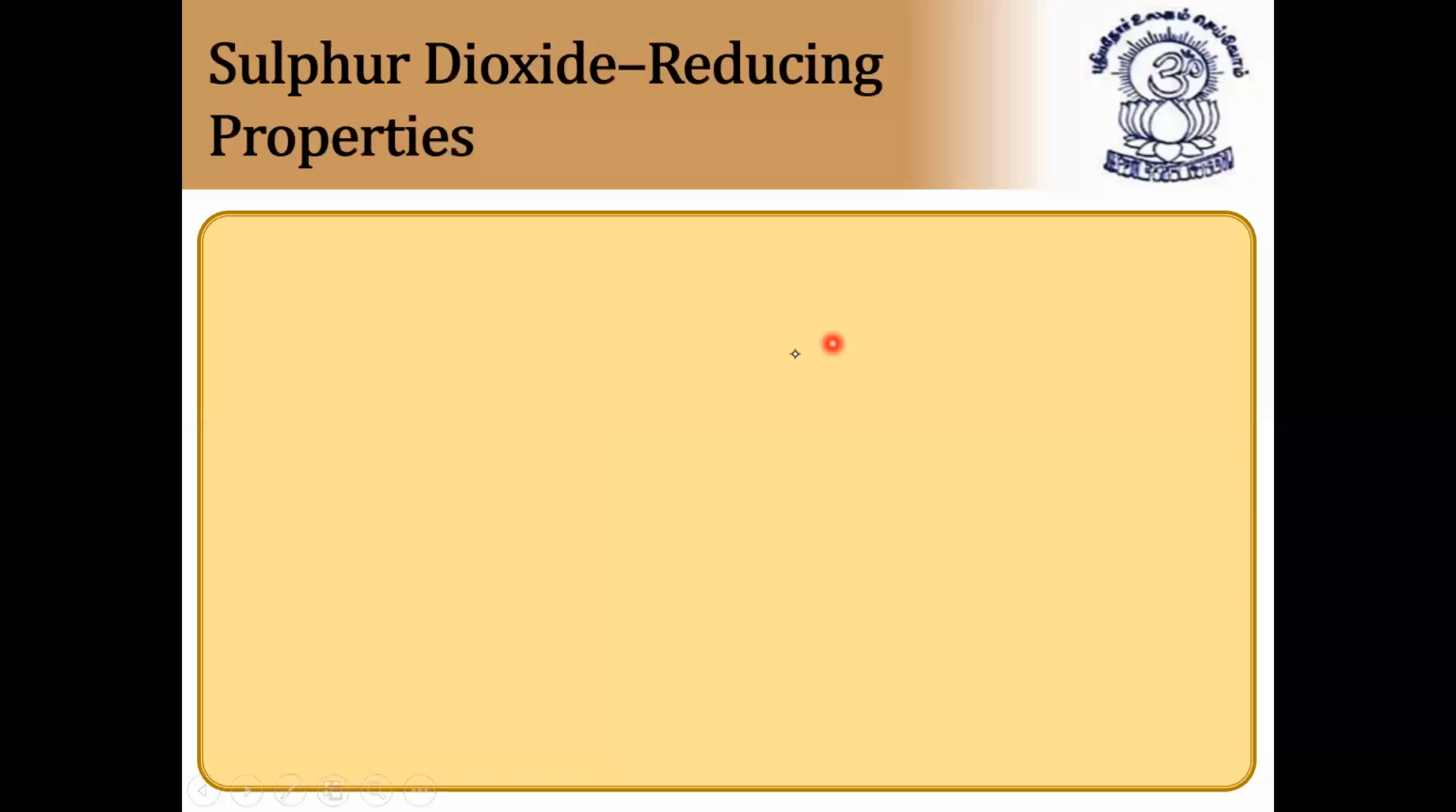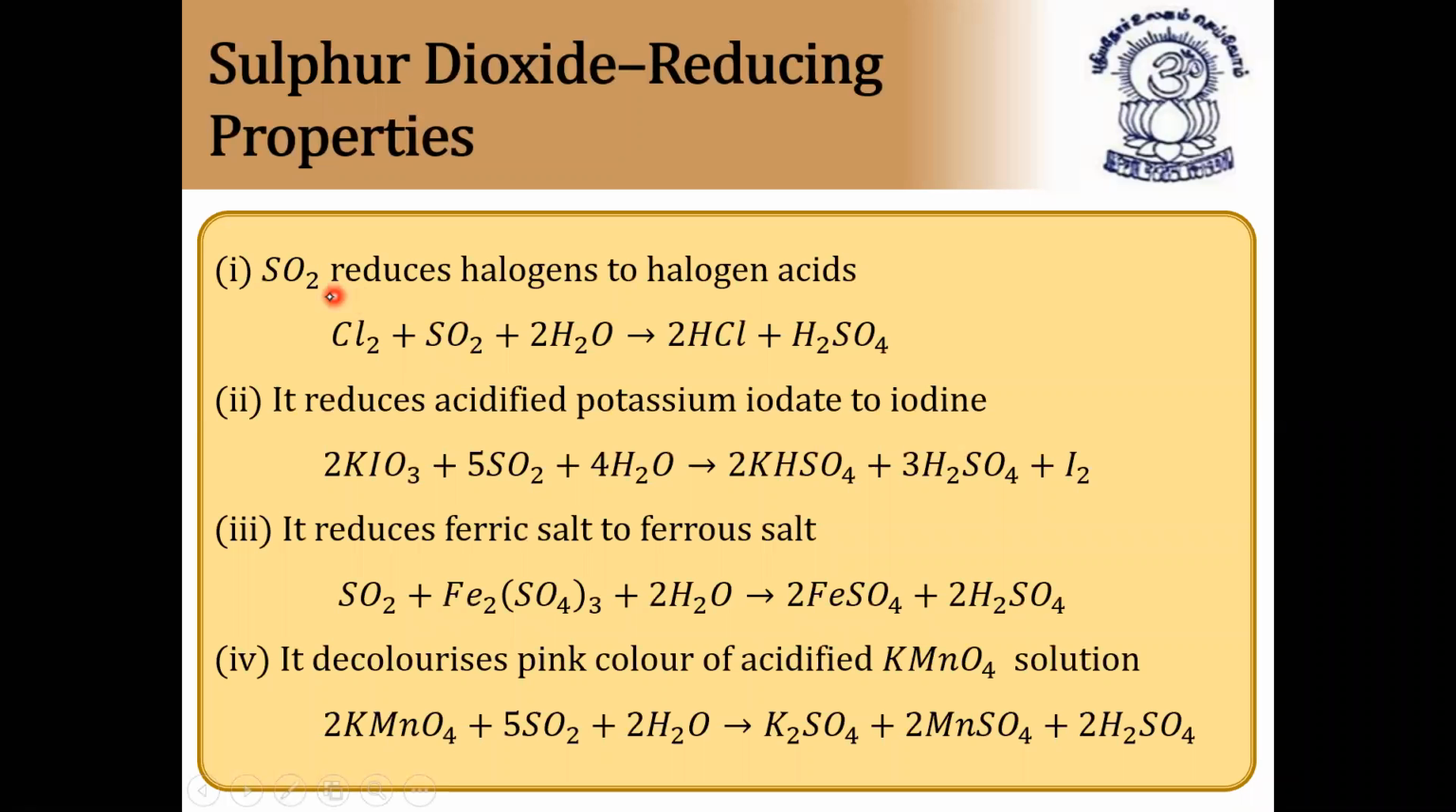Next, sulfur dioxide reducing properties. Sulfur dioxide is a good reducing agent. It reduces halogens to halogen acids. Chlorine changes to HCl by means of sulfur dioxide. It reduces acidified potassium iodate to iodine. Potassium iodate changes to iodine. So by means of sulfur dioxide, it reduces ferric salts to ferrous salts.